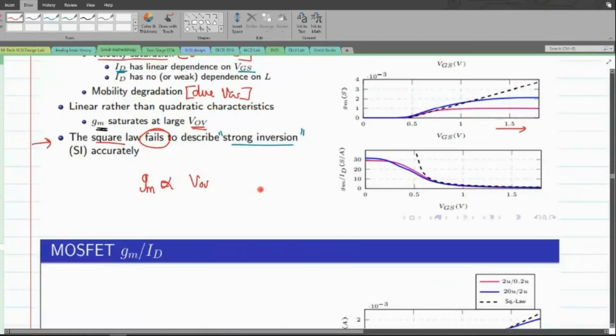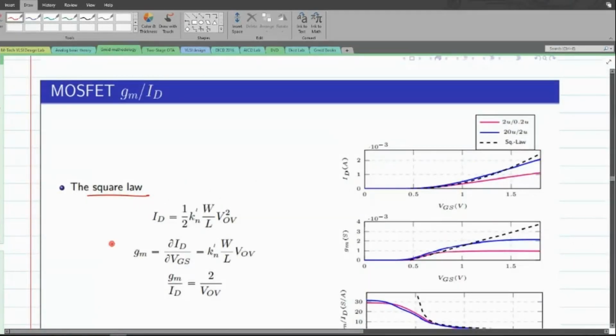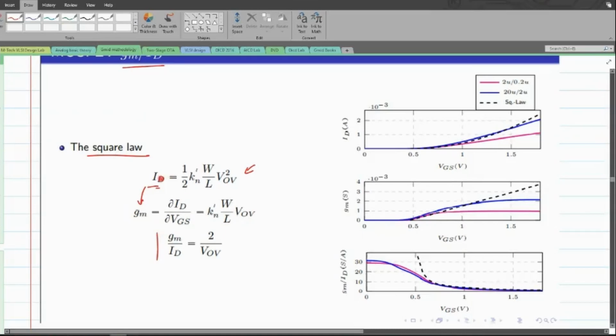And now let us see how about the gm over ID term. Based on the square law, I can actually derive this term, which is gm over ID. Even though we know that the square law fails in the strong inversion region, we'll still try to derive it and see whether the prediction holds or not. So when I take the current, the saturation current equation, and create a derivative with respect to the control input, which is VGS, I end up having the gm of the circuit. And when we take the ratio between this gm and the ID, we end up having 2 by VOV.